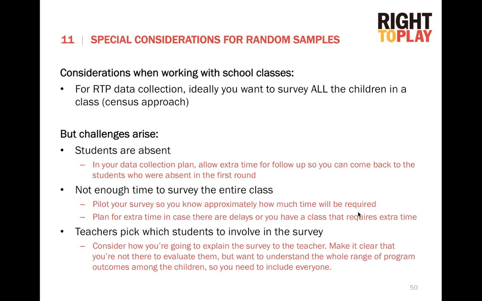In terms of teachers picking which students to involve in the survey, well, we already know that this is a really serious type of selection bias, and it's a very real one, and it happens all the time. So you also need to consider how you're going to explain the survey to the teacher, and really make it clear that you're not there to evaluate them, and that you want to understand the entire range of program outcomes among the students. And so you need to include everyone, and that includes the children that might be a bit more troublesome, or the children that aren't doing as well, or that don't participate as much, because you need to understand the full spectrum of outcomes and experiences with the program.